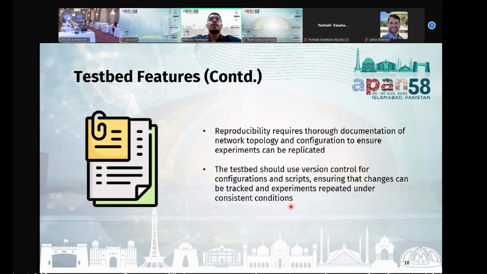And finally is reproducibility, which requires thorough documentation of network topology and configuration to ensure experiments can be replicated. The testbed should use version control for configuration and scripts, ensuring that changes can be tracked and experiments can be repeated under consistent conditions.